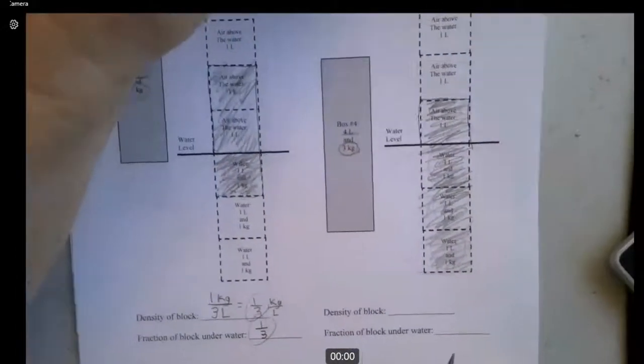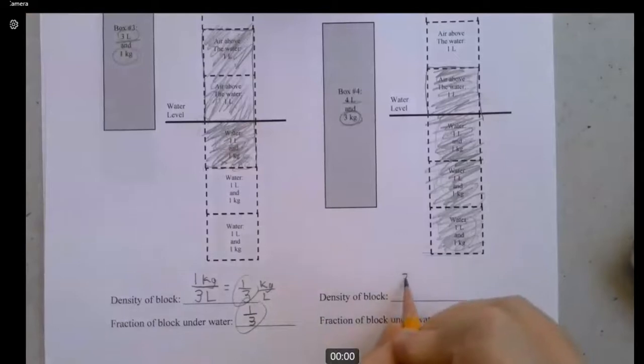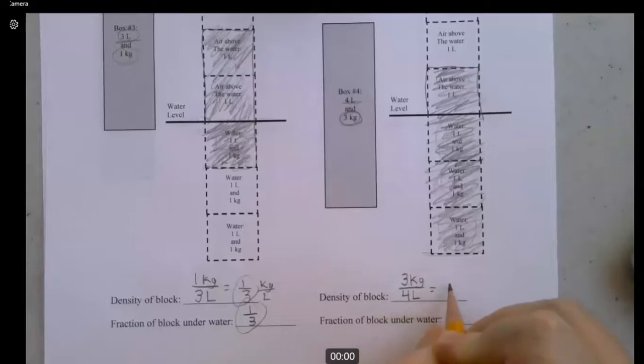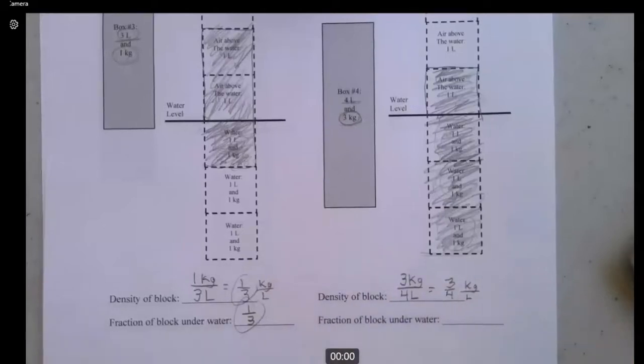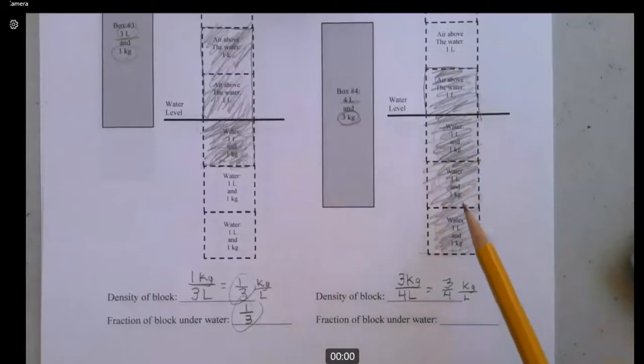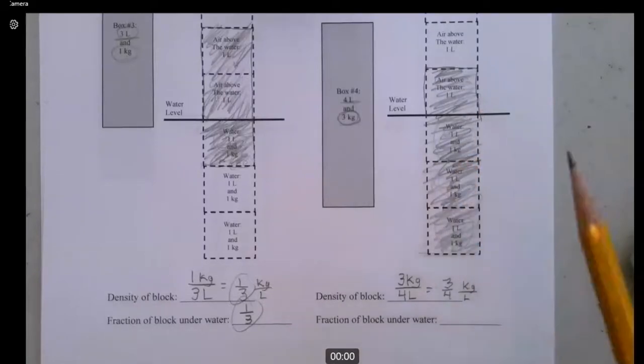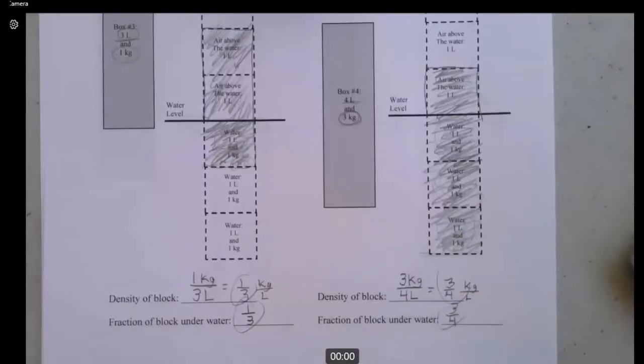Okay, so the density of the box is 3 kilograms for every 4 liters, which is 3/4 kilograms per liter. And what fraction of the box is underwater? Well, you have 1, 2, 3, 4 liters there, and 3 of them are below water. So 3/4 is the fraction of the box that's below water, and that again is the same as the density. Okay, I'm going to do one more for you.